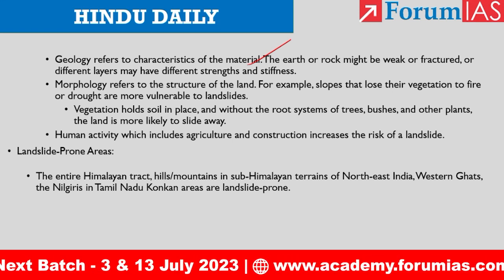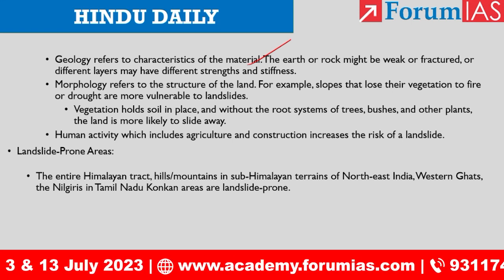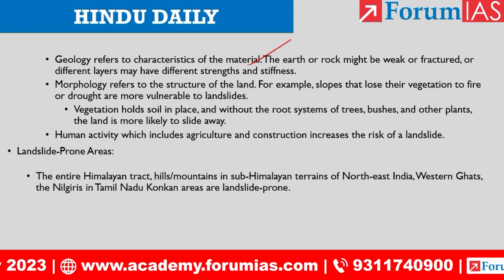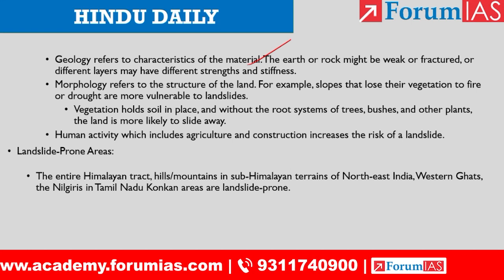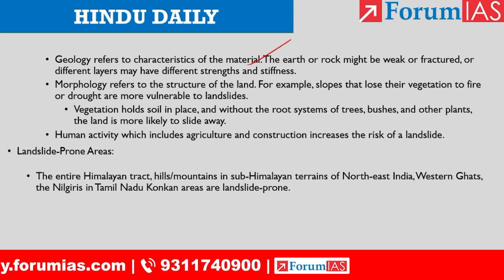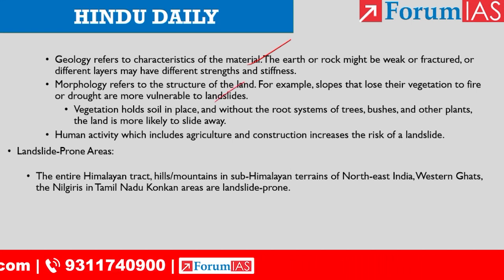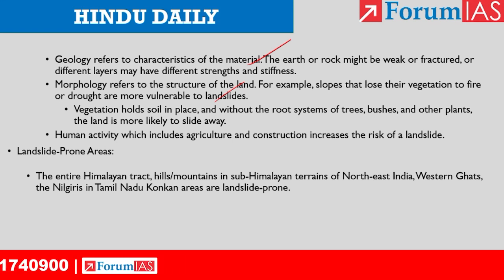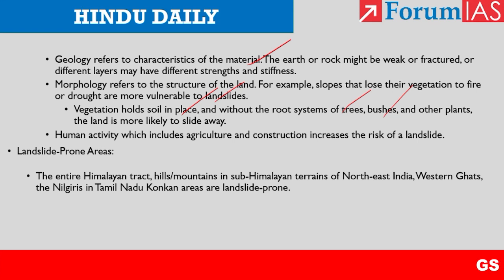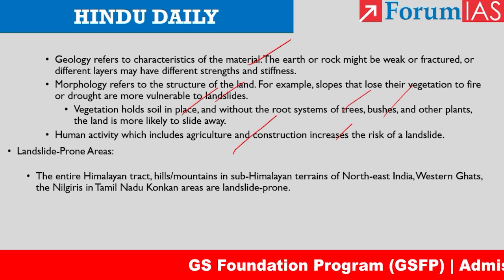And morphology refers to the structure of the land. Slopes that lose their vegetation to fire or drought are vulnerable to landslides, because why? Vegetation holds the soil in place, and without the trees, bushes, and other things, the land will slide away. And as you know, human activity includes agriculture, construction, and all these things, and this increases landslides.